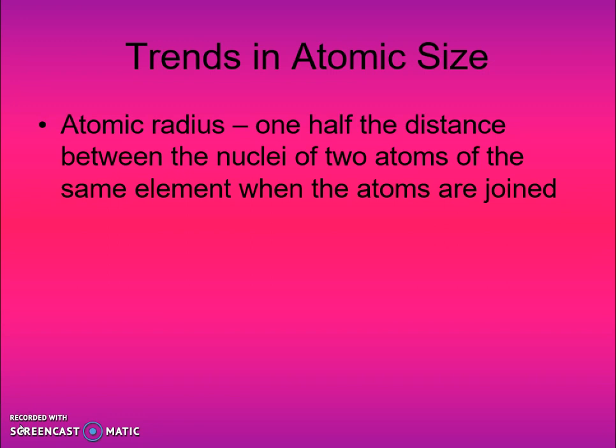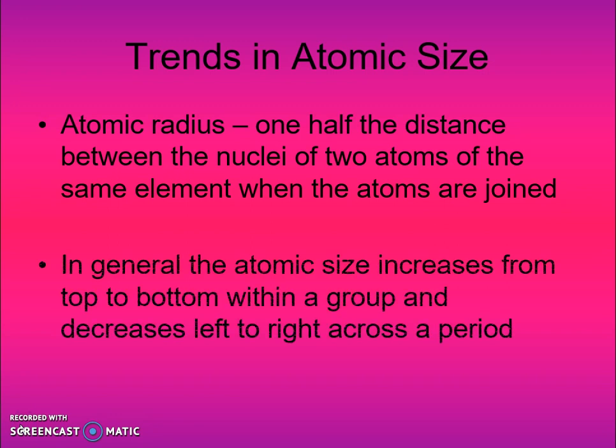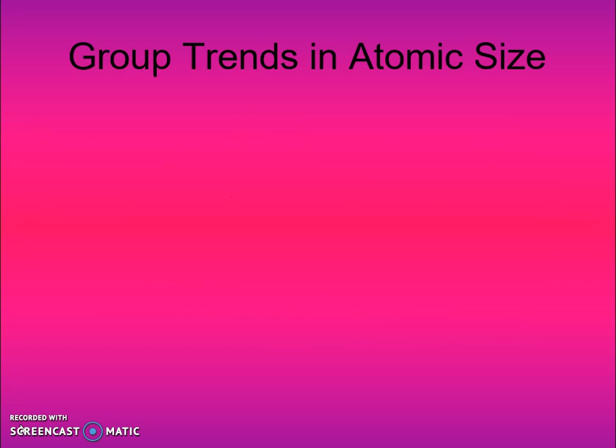So the general rule is as you move from top to bottom down a group, the atoms get larger, and as you move left to right across a period, the atoms get smaller. So let's take a look at the group trend first. As you work down a group, why does the atom get larger?